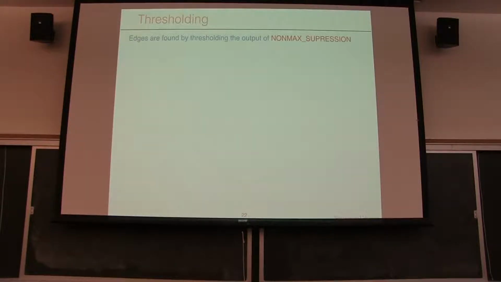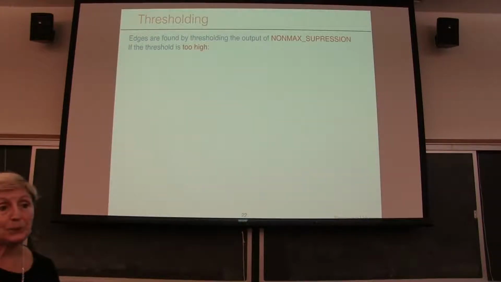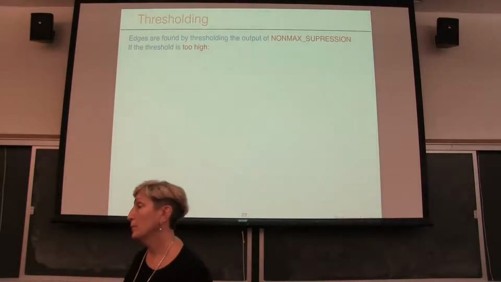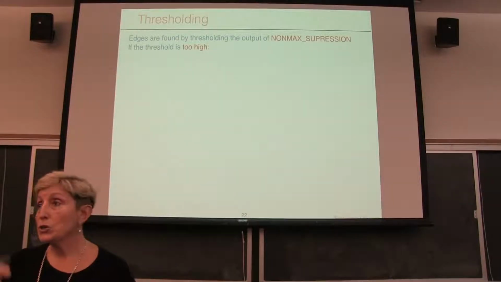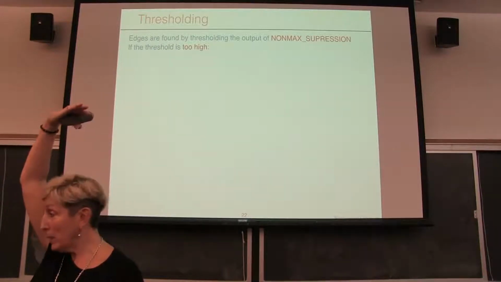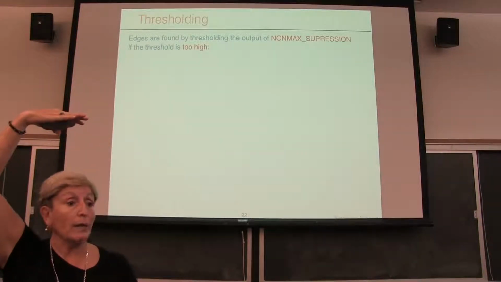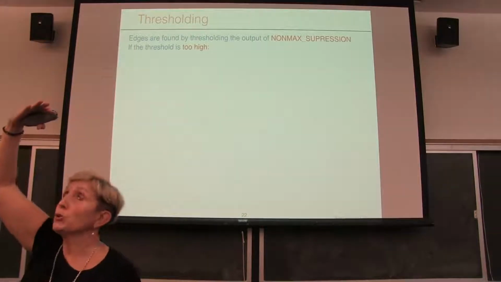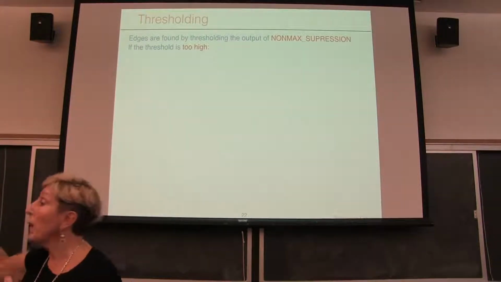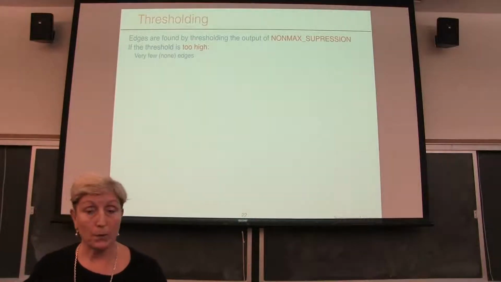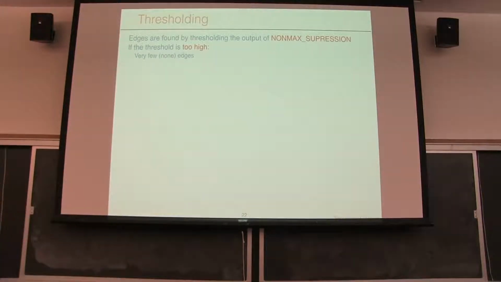Why is that? What happens if I find a threshold that is too high? If the threshold is too high, even the tallest peak is below my threshold, so I have no edges. And maybe it was not so high, but still it might be too high, and I miss a lot of edges. So I have misdetections. What happens if the threshold is too low?